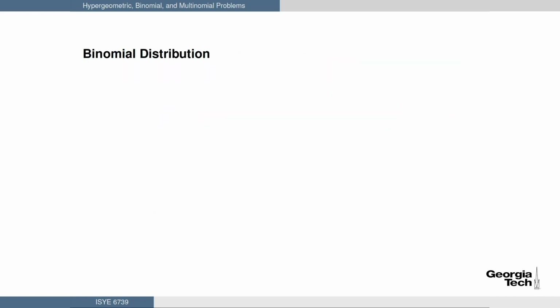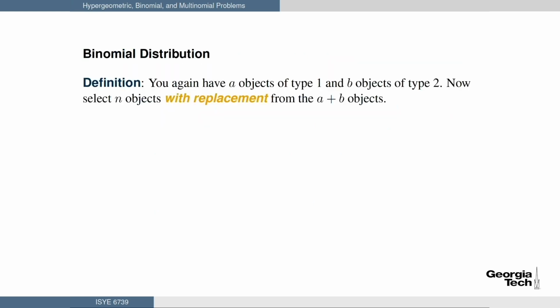Let's now look at the binomial distribution. Definition. You again have A objects of type 1 and B objects of type 2. Now I'm going to select n objects with replacement from the A plus B. So in some sense, it's like repeating the same experiment over and over and over n times, because we're replicating the original conditions because we replace the stuff that we take out.